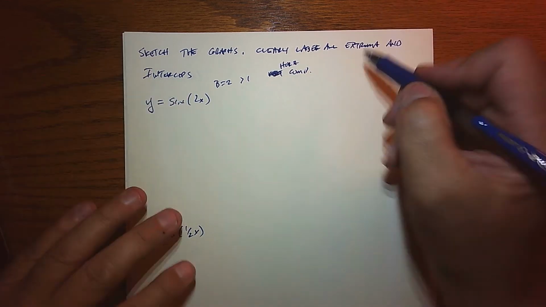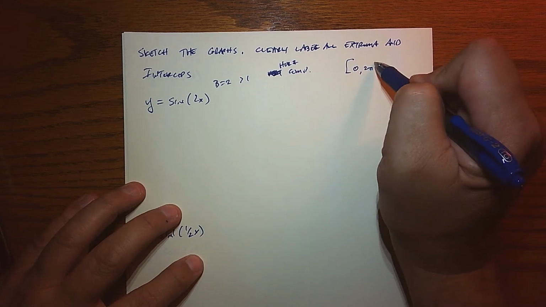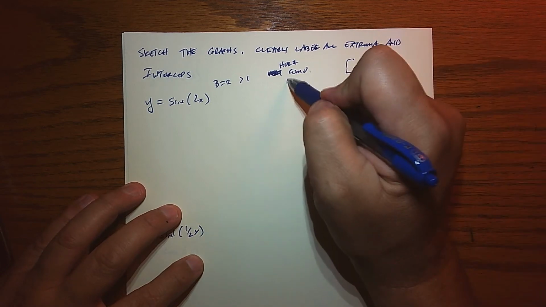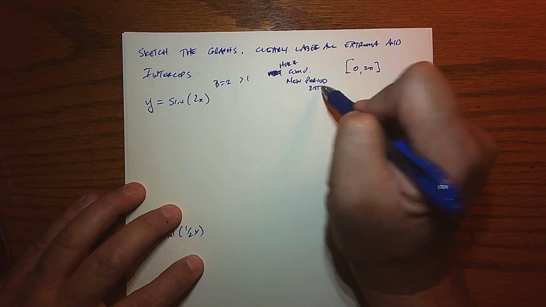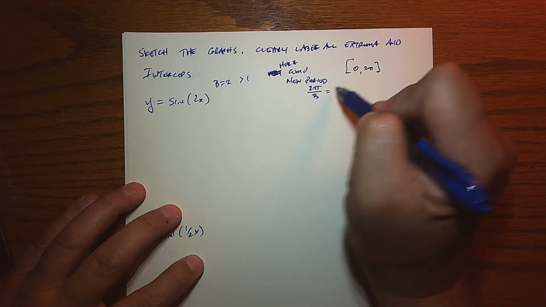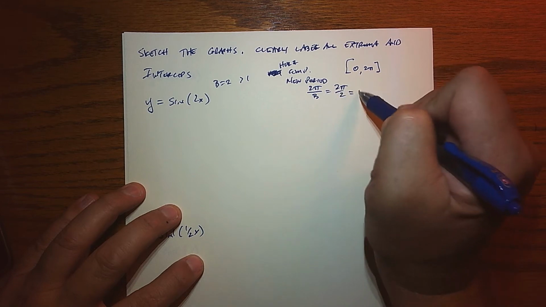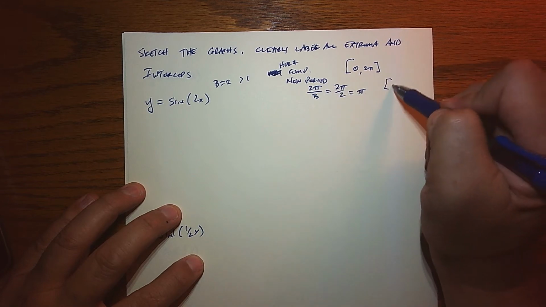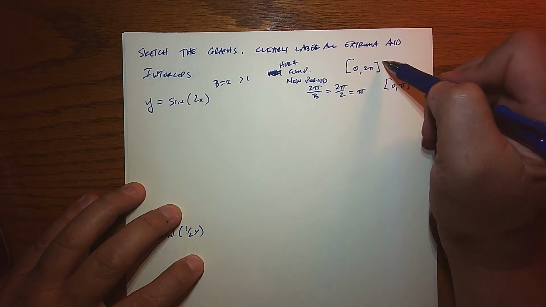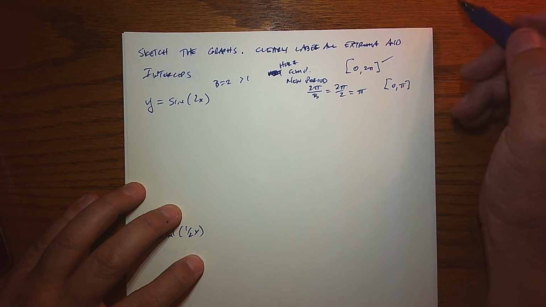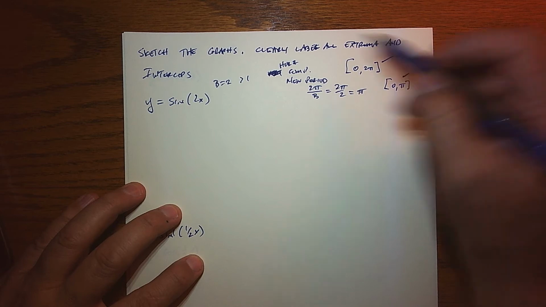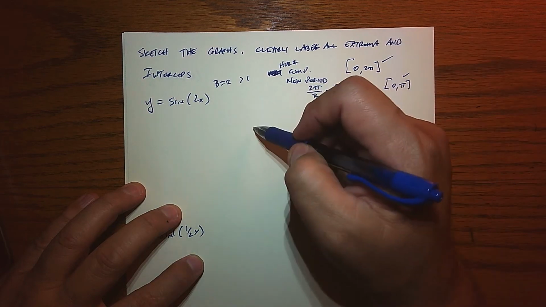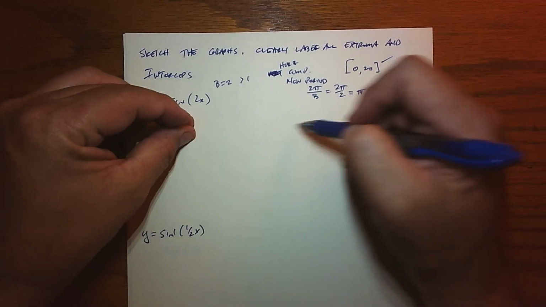So our normal period is from 0 to 2 pi. Our new period is going to be 2 pi over my b. So 2 pi over 2, which is pi. So rather than taking a full rotation to go through all our action, it's only going to take us a half rotation to go through all our action of sine. So that sine wave is not going to be over 0 to 2 pi. It's going to be compressed.